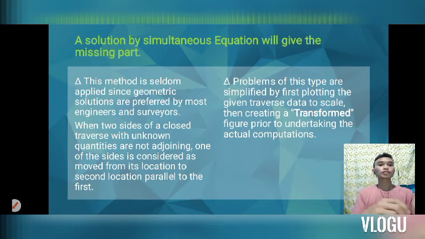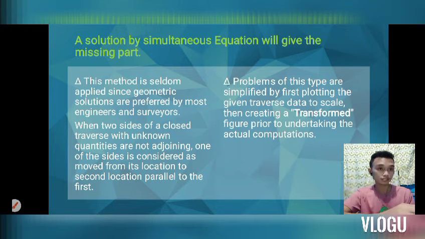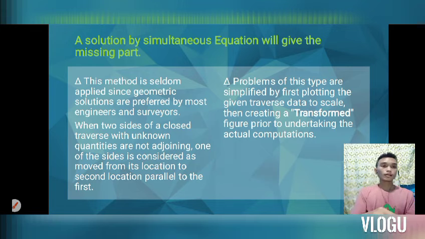A solution by simultaneous equations will give the missing part. So, didn't we also learn simultaneous equations? What are simultaneous equations? Those are the algebraic equations we learned in the past grades, which we encountered in junior high school, senior high school, particularly in calculus. For engineering students or STEM students, or maybe in grade 10, it was also tackled. And this method is seldom applied since geometric solutions are preferred by most engineers and surveyors when two sides of a closed traverse have unknown quantities.